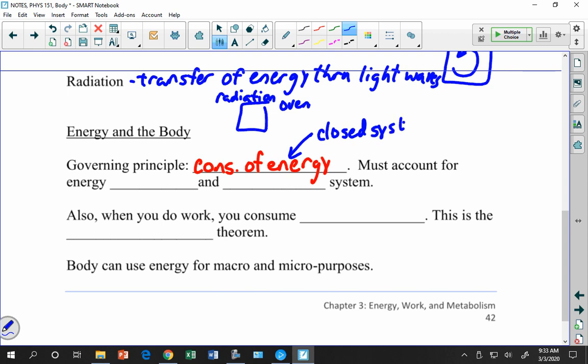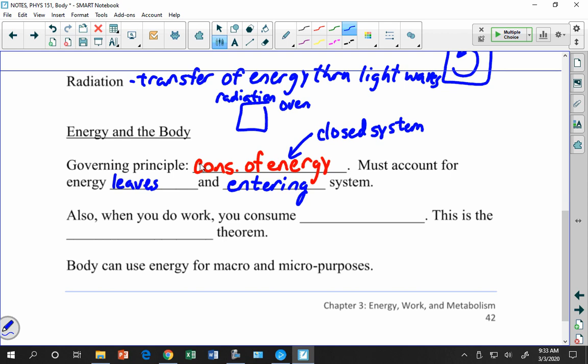Now, of course, that's not really true for the body, that you have food going in, and then you have energy going out in the form of thermal energy, or the energy that you're doing. So because of that, we must account for energy that leaves and enters the system. Entering in the form of food and leaving in the form of activity, our thermal energy, and we'll talk about that, our basal metabolic rate and our total metabolic rate.